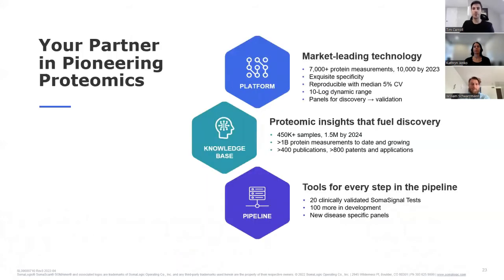So, a brief overview of what we've covered today. With SomaScan, you're getting market-leading specificity across 7,000 proteins today and 10,000 by 2023. A median 5% CV across 10 logs of dynamic range demonstrates both the high reproducibility and sensitivity required in discovery. The proof is in the pudding with over 1 billion protein measurements to date and 400 publications. Here at SomaLogic, the proteomic insights gained from the SomaScan Discovery and our panels provide you with the tools you need to help drive you forward through each stage of the clinical trial process. In addition, our 20 SomaSignal tests and more than 100 SomaSignal tests in development will continue to offer additional insight that other platforms just do not have.